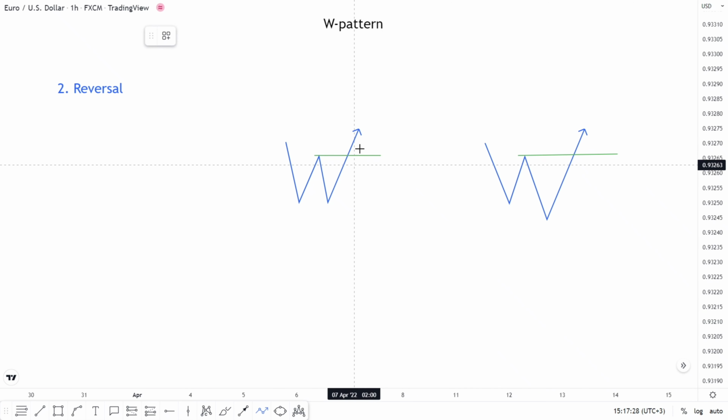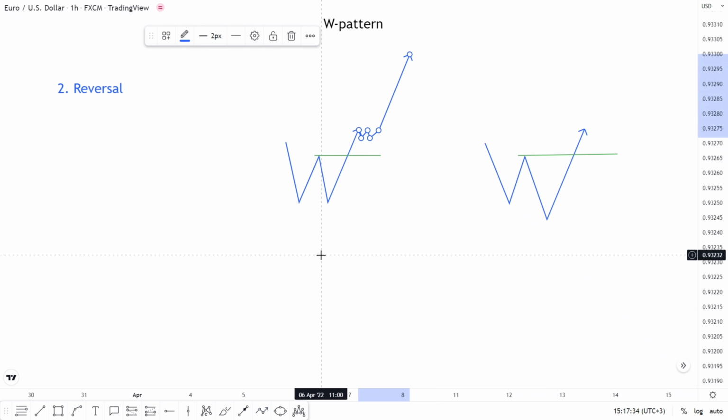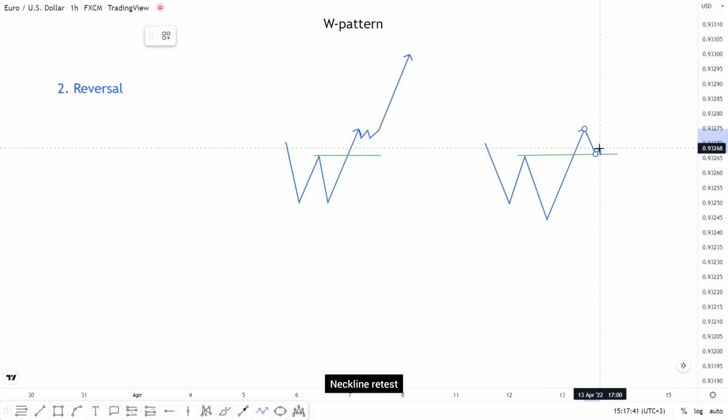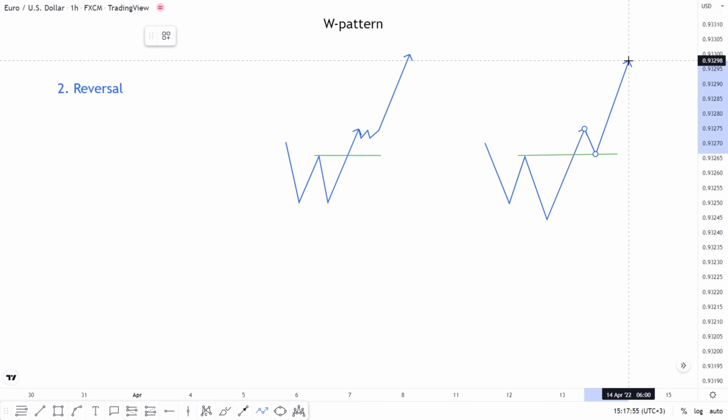Two ways to get your trade: either price will consolidate here for a moment, and then it will shoot up, or the other way, which is again the safest way, is to wait for price to retest the neckline. There are times that it won't retest, but if at all it does, this is one of the safest ways to trade the W pattern. After it's retested and you get your confirmation, you can now get your buy trade here and wait for price to move to the upside. Let's see an example on the live chart.